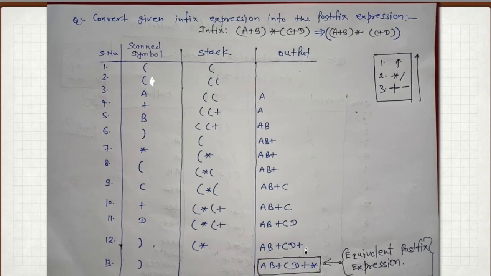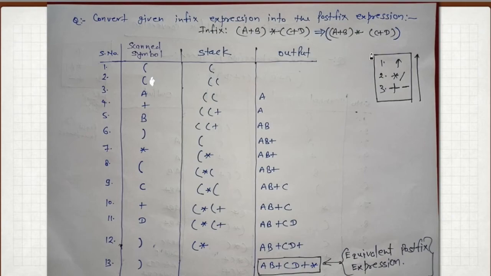This plus has been pasted here. At the end, the right parenthesis is there, right? So when the right parenthesis occurs, what do you have to do? Again this is the left parenthesis. When you put this here, it will be the right parenthesis. Whatever operators are inside the left and right parenthesis will be pasted here into the output column, right? And finally this left parenthesis will also be removed from here. So what is the equivalent postfix notation of the given infix? This is AB plus CD plus star. This is the equivalent postfix expression of the given infix, this one, right?